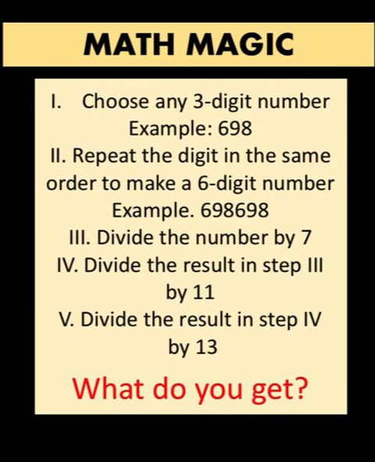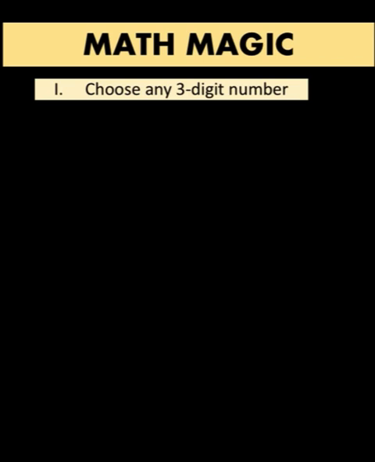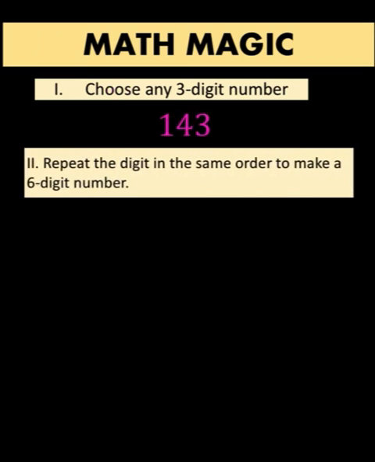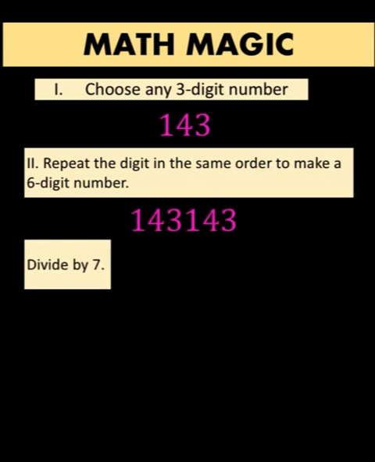Hi everyone, let's do some math magic. And here's the magic. First, we are asked to choose any 3-digit number. In my case, let me select 143. Then step number 2 is to repeat the digits in the same order to make a 6-digit number. So my 143 becomes 143,143.